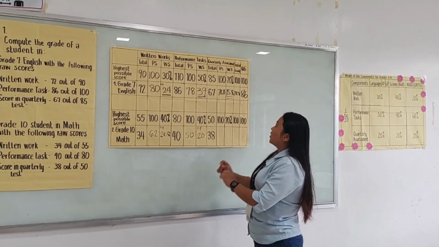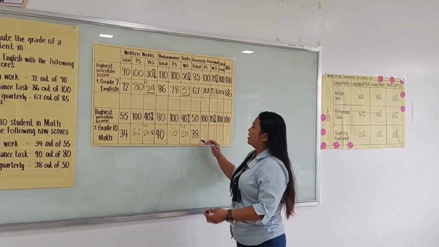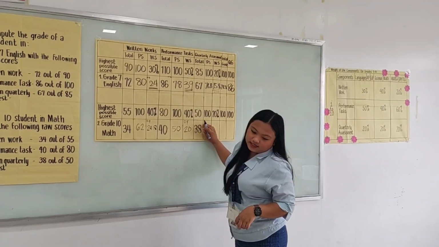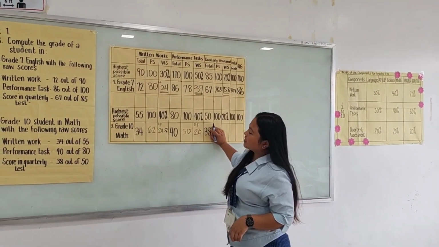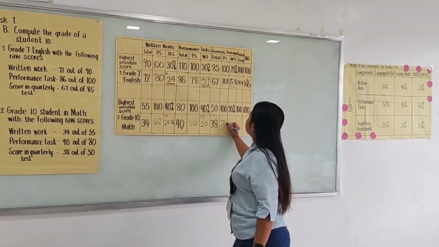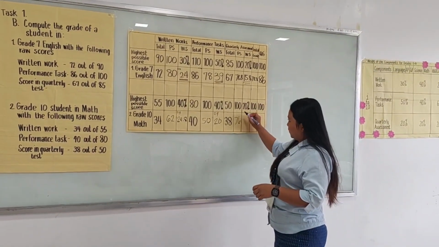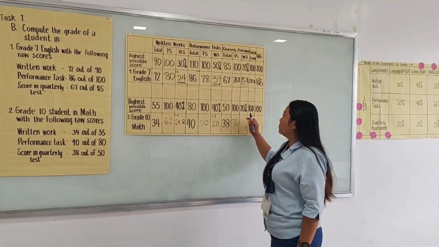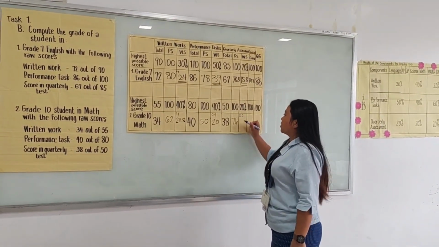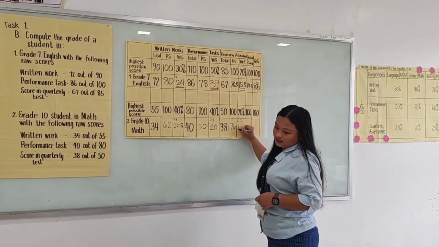So last, the quarterly assessment. The raw score in quarterly assessment is 38. Then we need to divide it by 50, and the answer is 0.76 times 100 equals 76. So 76 is the percentage score. Then for the weighted score, we need to multiply 76 by 20%, which is 0.2 as a decimal. So 76 times 0.2 is 15.2.